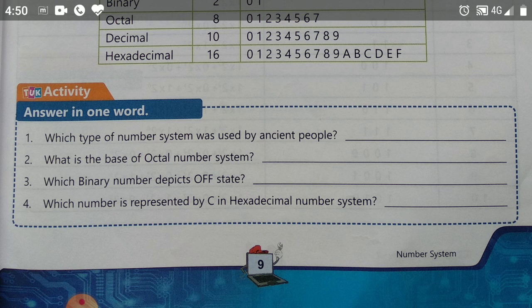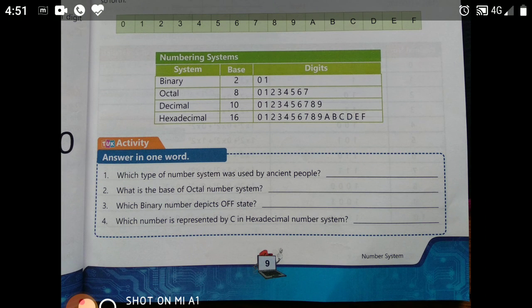Which number is represented by C in the hexadecimal number system? So after 9, 0, 1, 2, 3, 4, 5, 6, 7, 8, 9 means 10 digits. Then 10 means A, 11 means B and 12 means C. So C represents 12. Okay. Good.